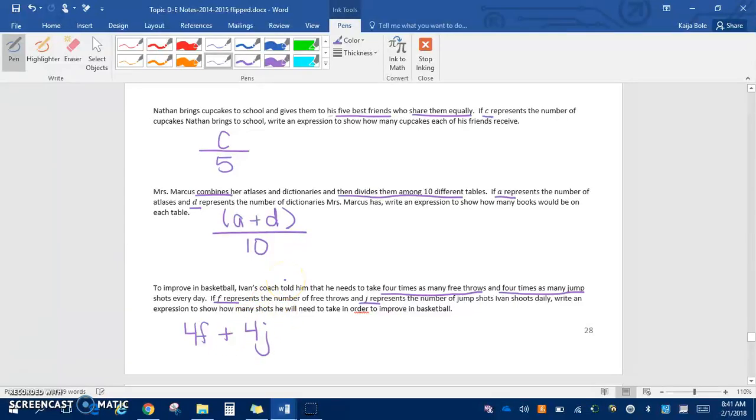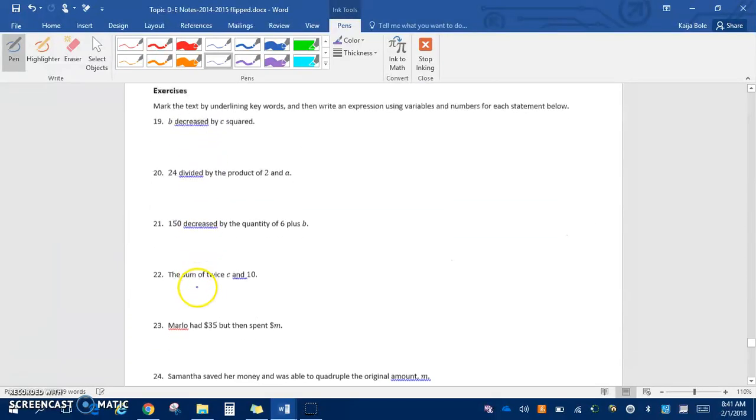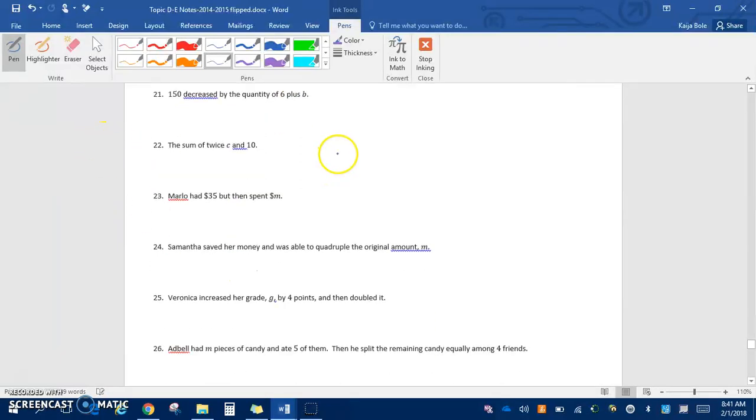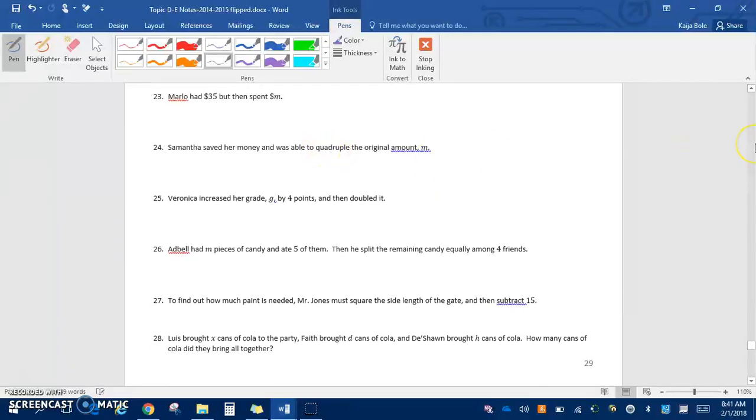Alright. So we're going to flip over to the next page. We've already done some of these examples. So we're going to start at number 23 today. Again, more real life scenarios that we're writing expressions for.